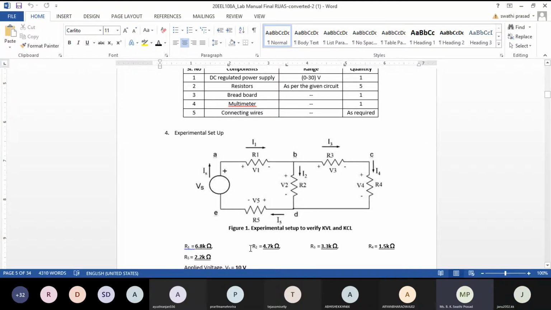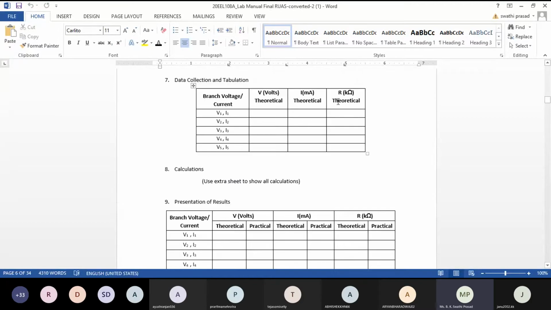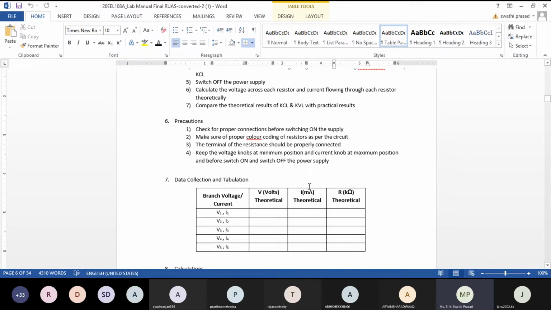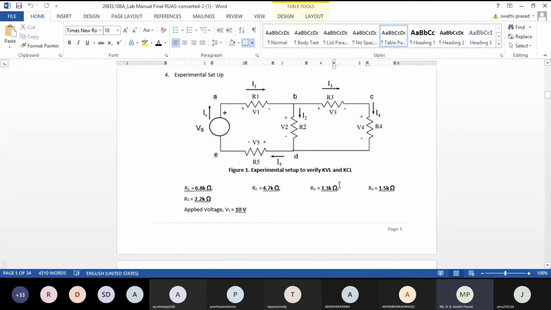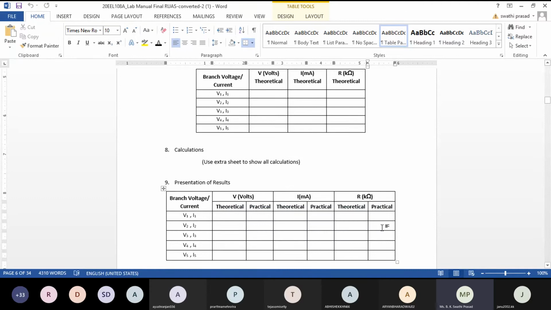Whatever the practical resistance value you get, it will have a tolerance of 5 to 10%. Hence, in the tabular column, they have given a column to write the theoretical value and the practical value. Theoretical is what has already been given to you by us, that is 6.8, 4.7, 3.3, 1.5 and 2.2 kilo ohms. Whereas the practical value is what you are going to measure using the color band, based on the tolerance.